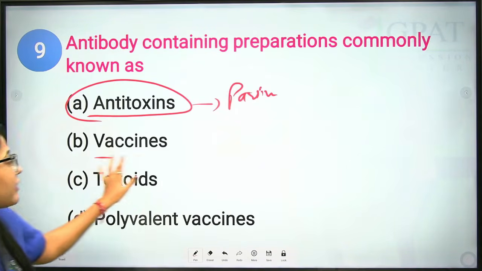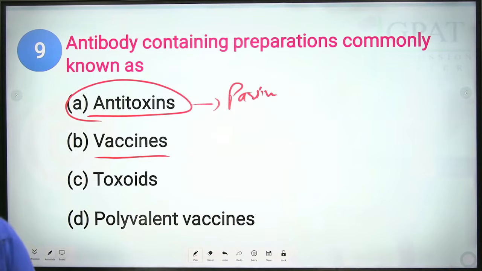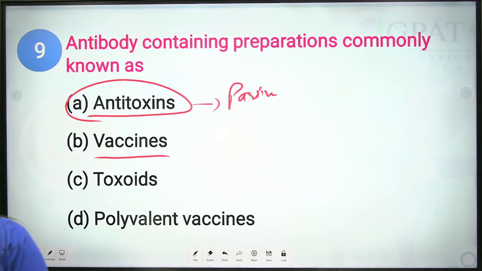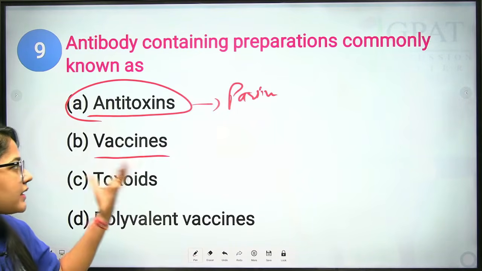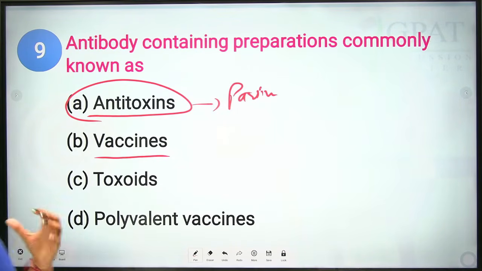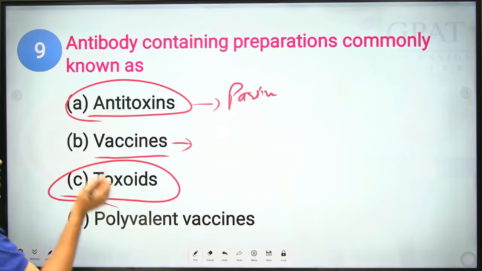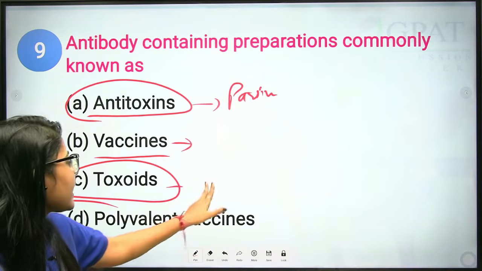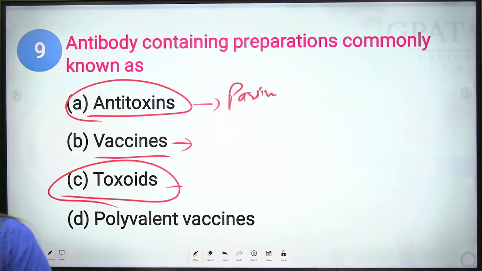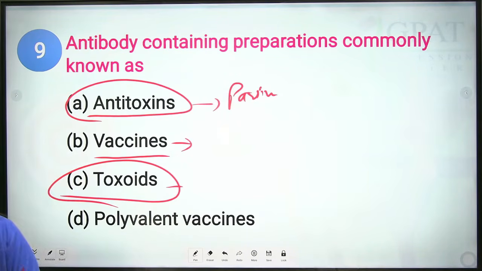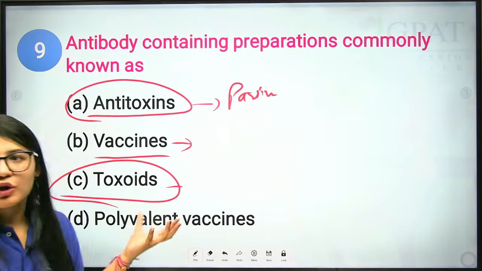Next we have the vaccines. Vaccines are produced from dead and weak germs, that means live examples. This is a type of active immunity. An example is the polio vaccine. Next we have the toxoids. Toxoids are inactivated toxins. This is also a type of active immunity, and the example is diphtheria toxoid.